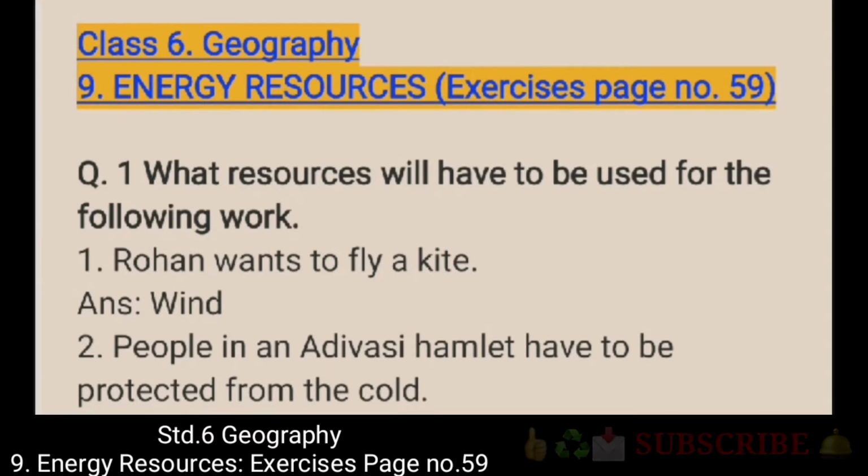Students, today we shall study Geography subject class 6, and here we are going to study the exercises given on the page number 59 of lesson 9 Energy Resources.